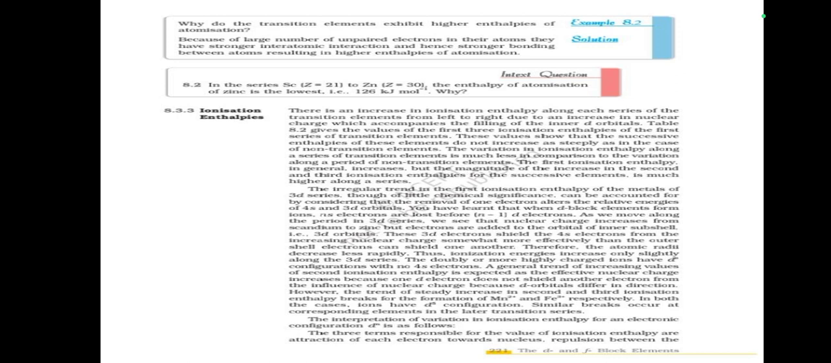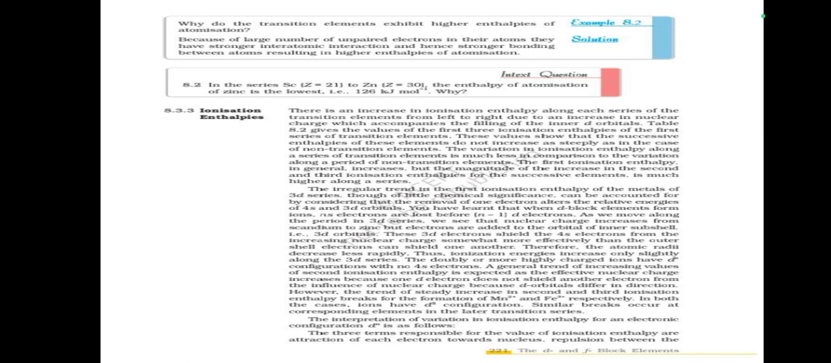Scandium to zinc have 3d orbitals. Their 3d electrons shield the 4s electrons from the increasing nuclear charge somewhat more effectively than the outer shell electrons can shield one another, and therefore the atomic radii decrease less rapidly. Thus, ionization enthalpies increase only slightly along the 3d series.